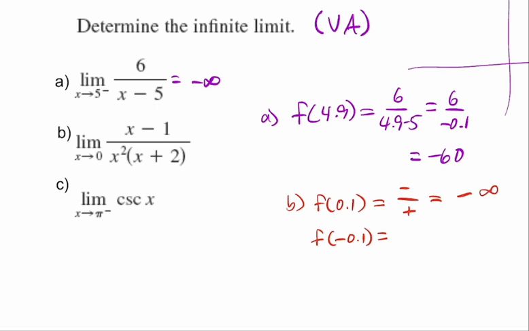On the left, negative 0.1 minus 1 is negative. Negative 0.1 squared is a negative. Negative 0.1, no it isn't. It's a positive. Negative 0.1 plus 2 is a positive. We get a positive. We go to negative infinity.